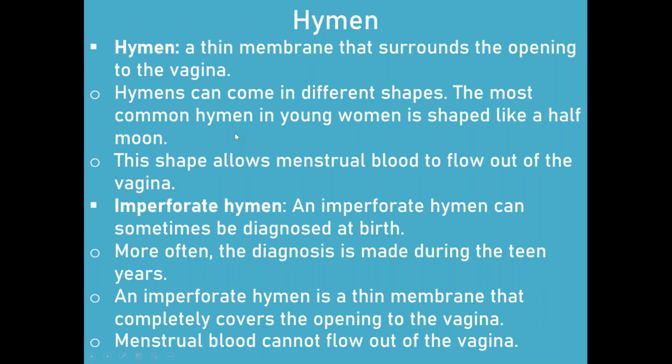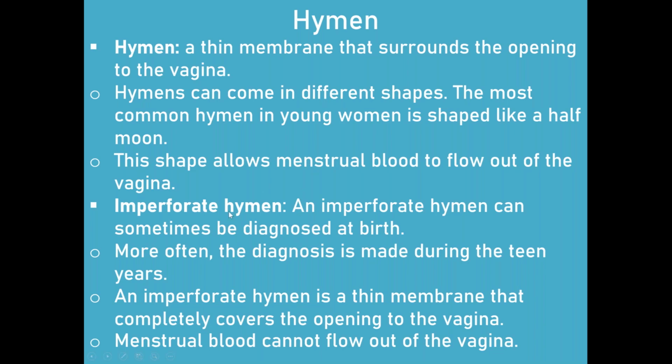If the hymen is open, like a half moon, it can allow the menstrual blood to flow out of the vagina. So if there is an imperforate hymen, this may make a problem, and the patient may present with primary amenorrhea.